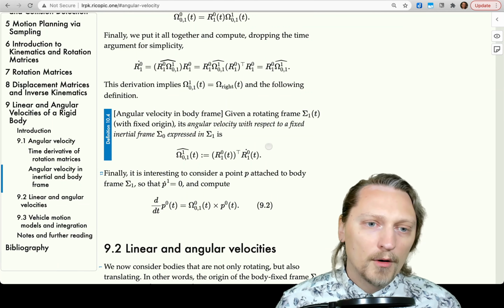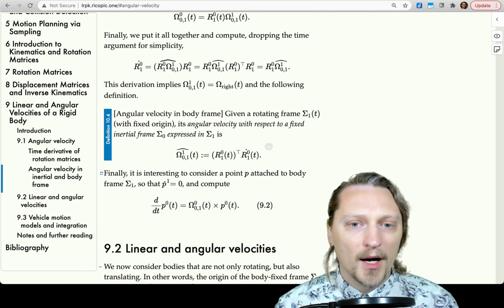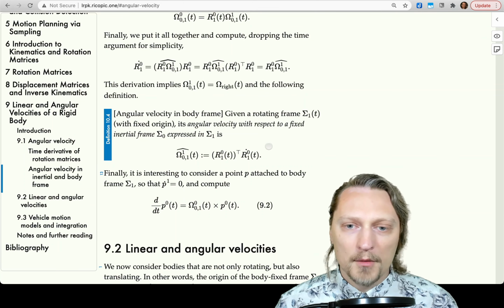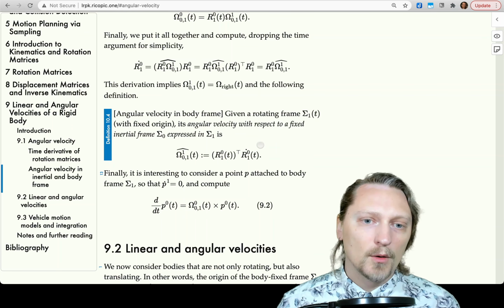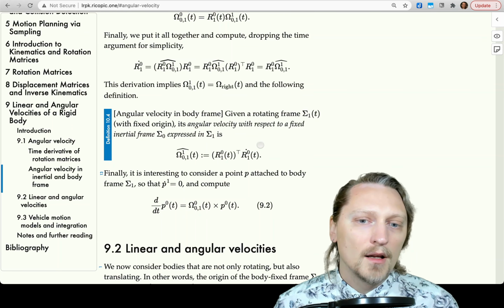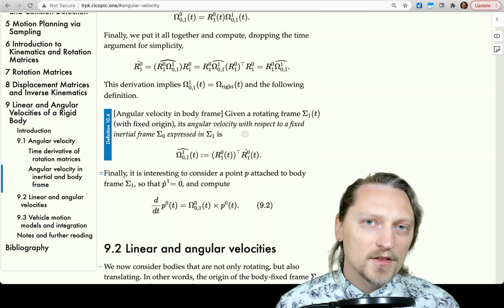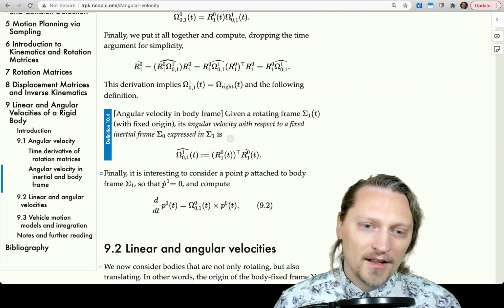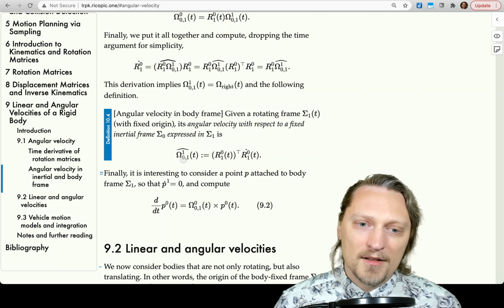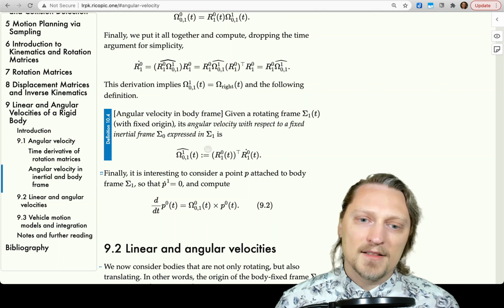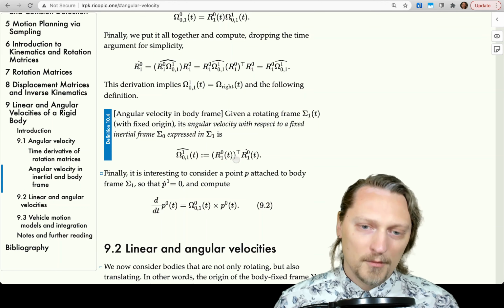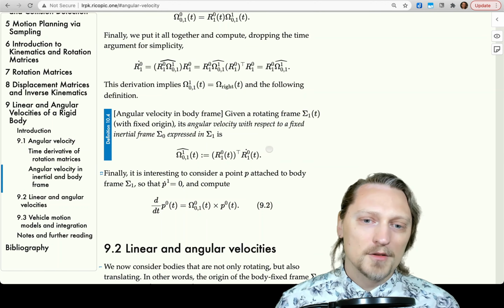Definition 10.4, angular velocity in the body frame. Given a rotating frame, sigma 1, with fixed origin, its angular velocity with respect to a fixed inertial frame, sigma 0, expressed in sigma 1, is omega 0,1,1 hat equal to R10 transpose R10 dot. We have to have that transpose in there.